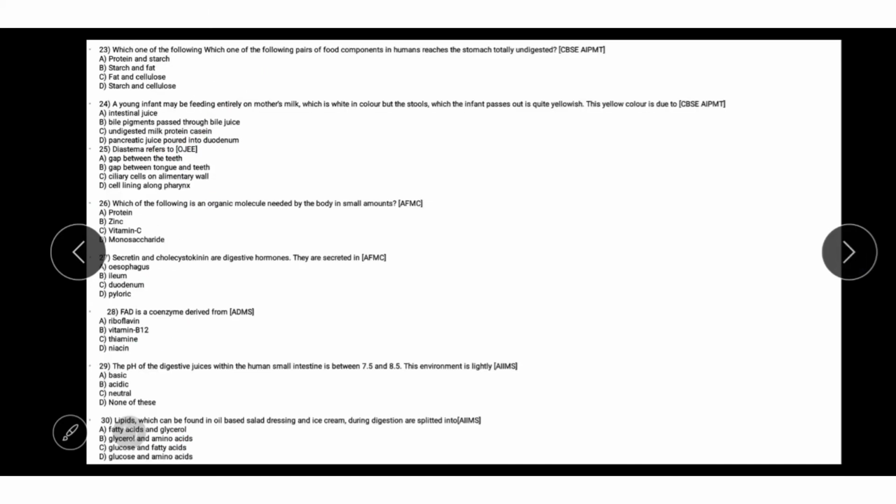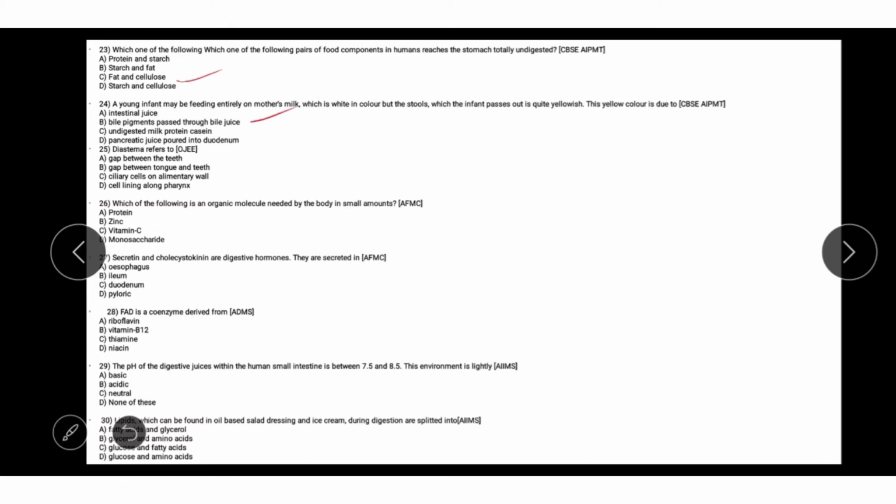Now, which of the following pairs of the food components in humans reach the stomach totally undigested? Fat and cellulose, as they are not soluble in water. A young infant may be feeding entirely on mother's milk, which is white in color, but the stools which the infant passes out are quite yellowish. The yellow color is due to the bile pigments passing through the bile juice.